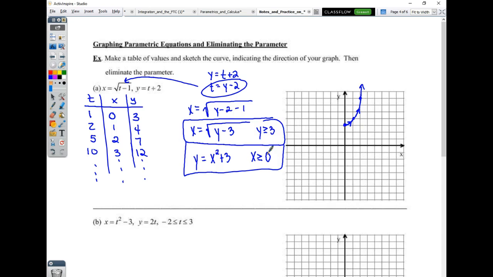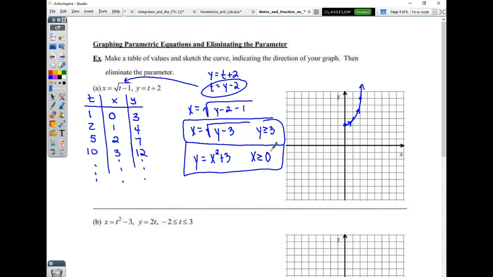Now, this is weird. Why does x have to be greater than or equal to 0? Because x squared plus 3, there are no domain restrictions on that. But can you come up with any numbers that would allow me to get a negative x here? So we have to account for the fact that there are no t values that can create negative x's, so there is a natural restriction on the x parameter that limits it to 0 and greater.